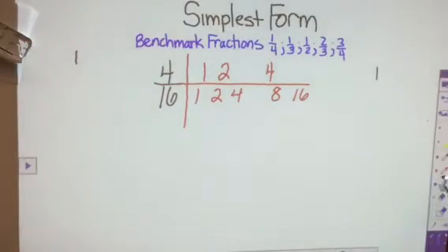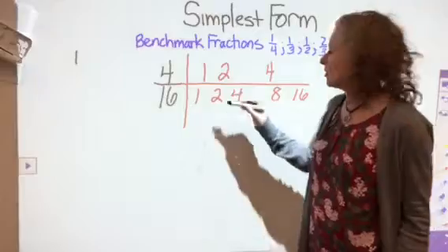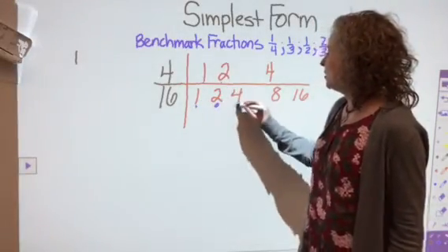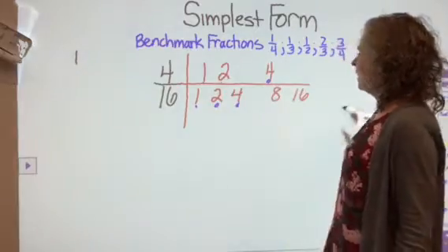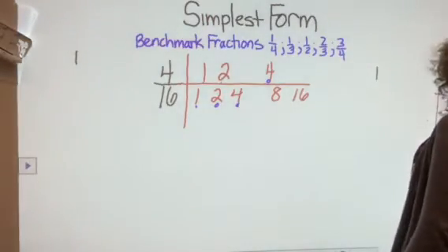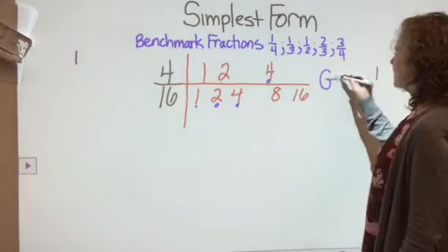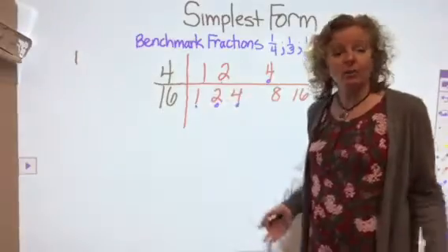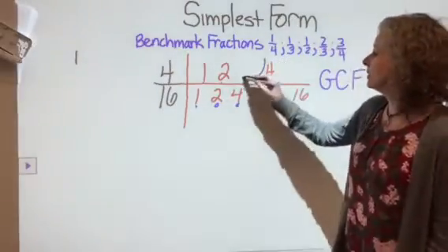So let's go ahead and look at all the factors that are the same. We've got 1 for both of them. We have 2 for both of them. We have 4 for both of them. And that's it. So now I have to look and see which is the greatest common factor. Here are the common factors. Which is the greatest? Well, that's not too hard.